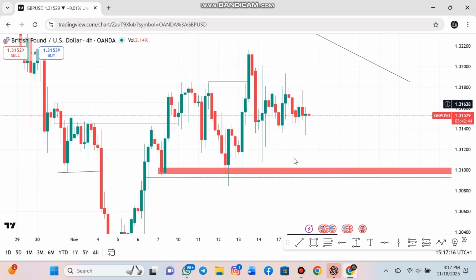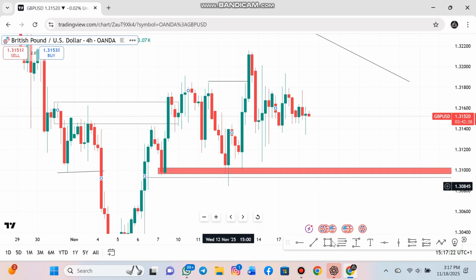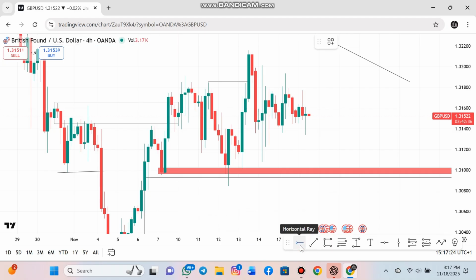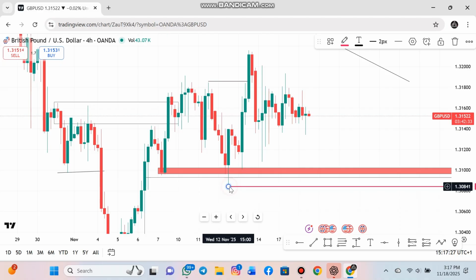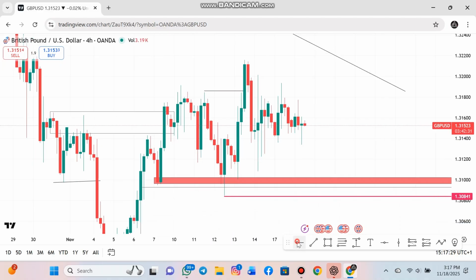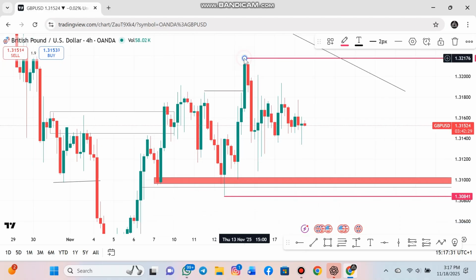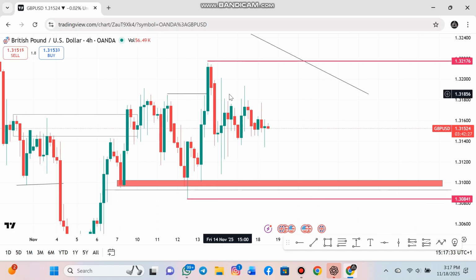So everybody wants to buy. Why? Because this is their low. This is a low of this market now. Let me just mark that real quick. This is a low, and this is a high, right? So buyers will be putting all their orders here.